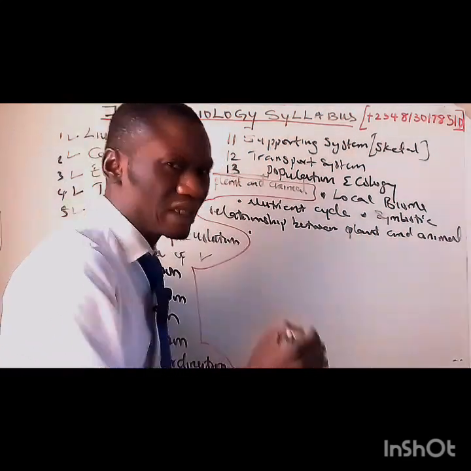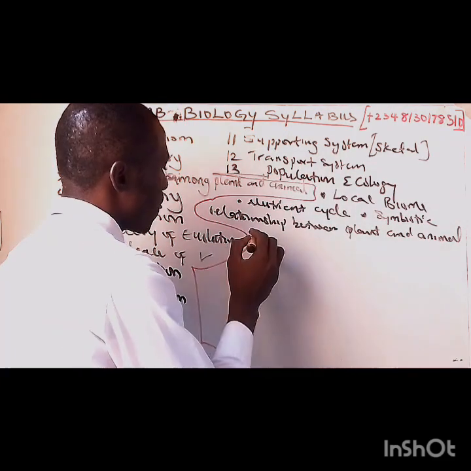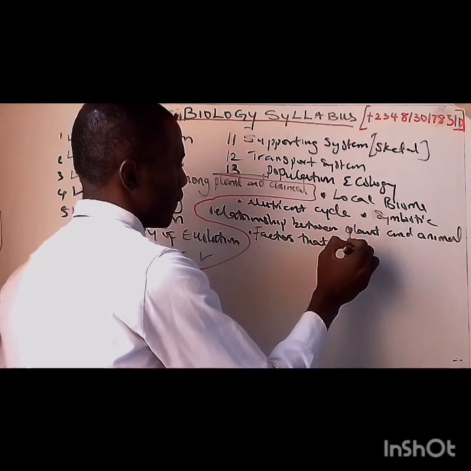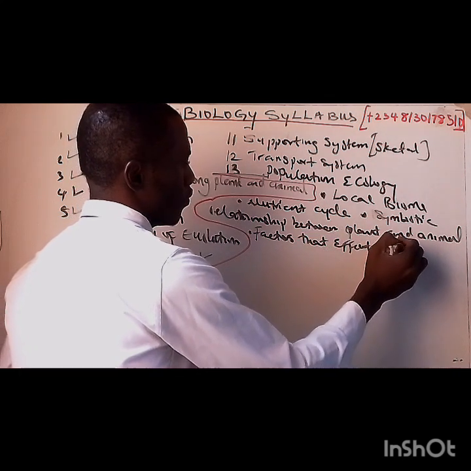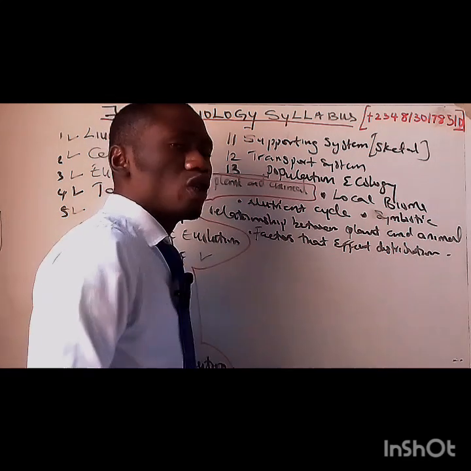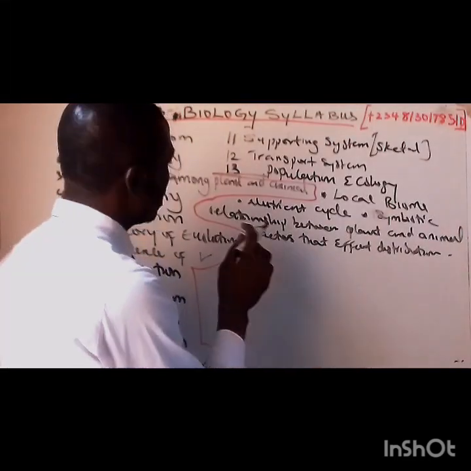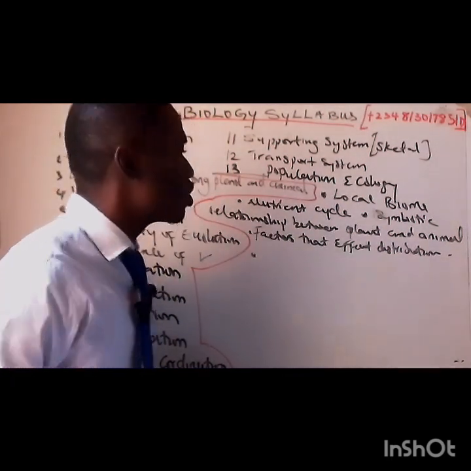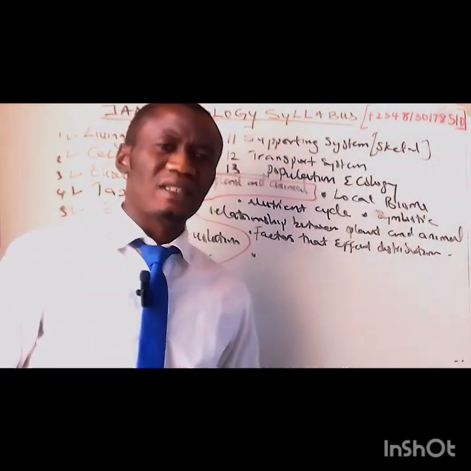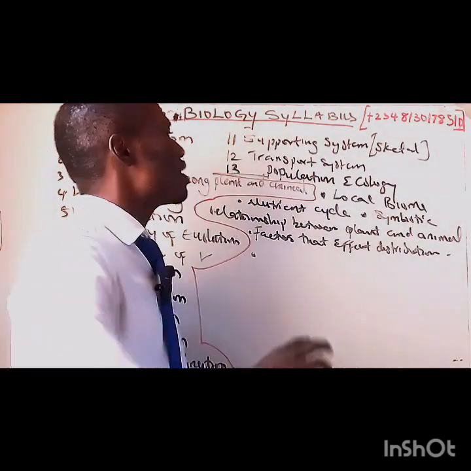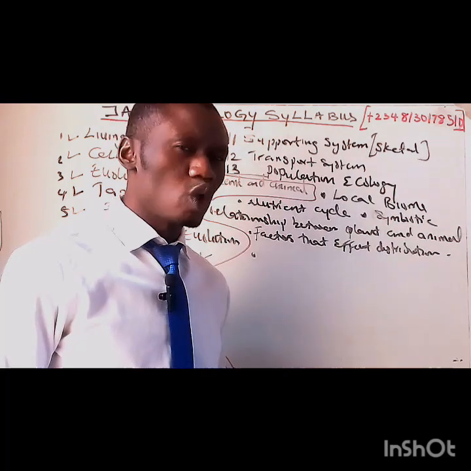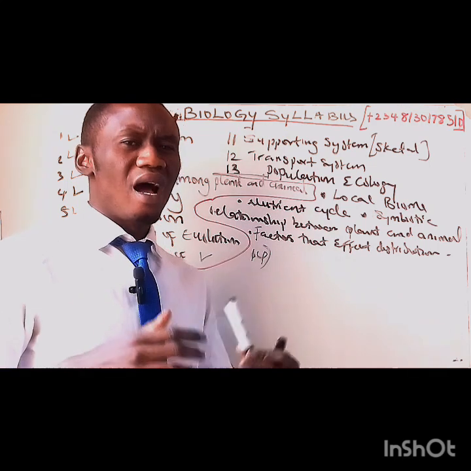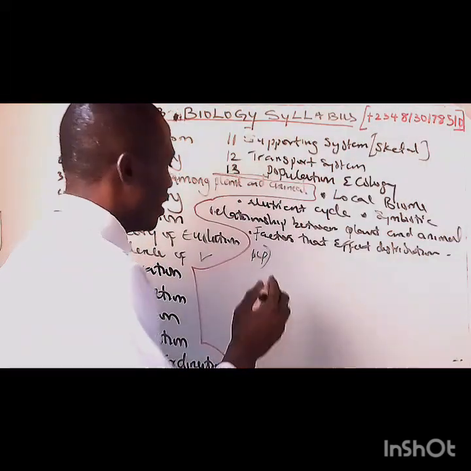We talk about the factors that affect distribution of organisms. I talked about the local biome, nutrient cycles, symbiotic relationship between plant and animal, and factors that affect the distribution of organisms. In fact, read everything you can under population ecology. Then we'll talk about number 14. Number 14 is the adaptation to life, or the adaptation of life.